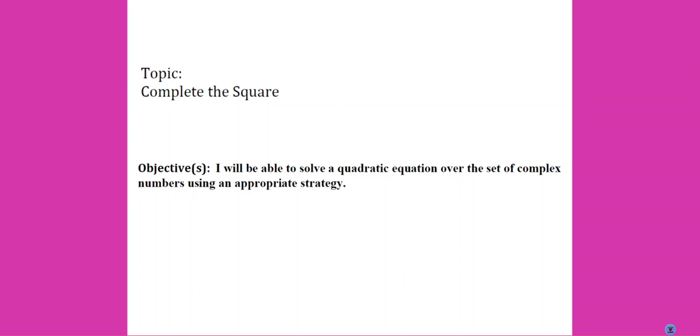Today, we're going to complete the square. Our objective is that we will be able to solve a quadratic equation over the set of complex numbers using an appropriate strategy.